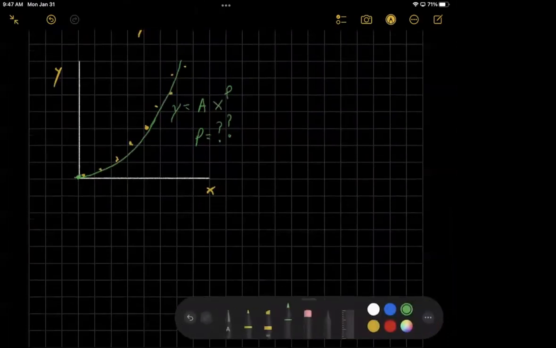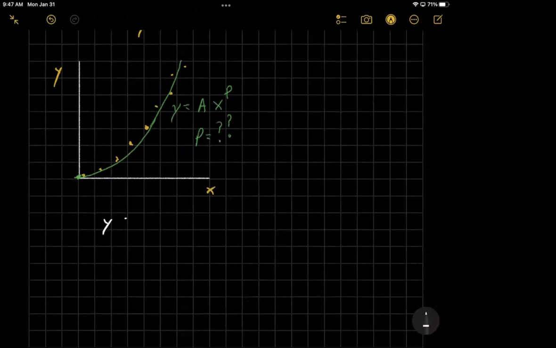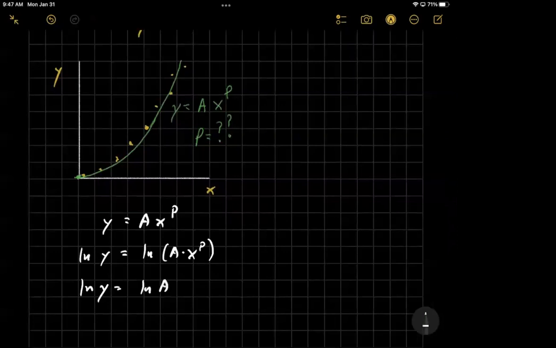Once again, we can use logarithms. So let me just start with the equation y equals ax to the p. If we take the log of both sides, we can repeat the rule of logarithms that we used before and say this is ln a plus ln of x to the p, where x is our variable.